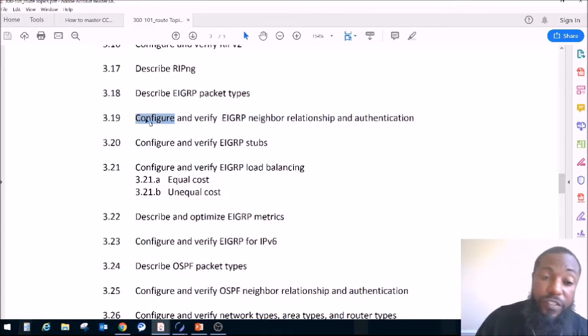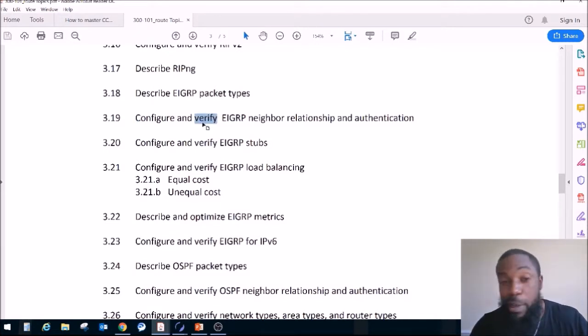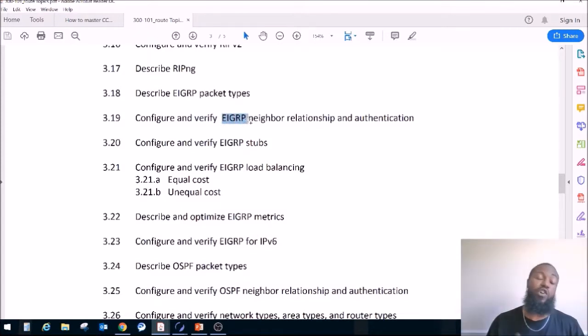We know what configuring is. Basically, install this routing protocol, right? Verifying is basically show commands. We are going to be verifying EIGRP. What is EIGRP? It is a routing protocol. If you made it this far, I'm pretty sure you know what EIGRP is, but if you don't, it stands for Enhanced Interior Gateway Routing Protocol.